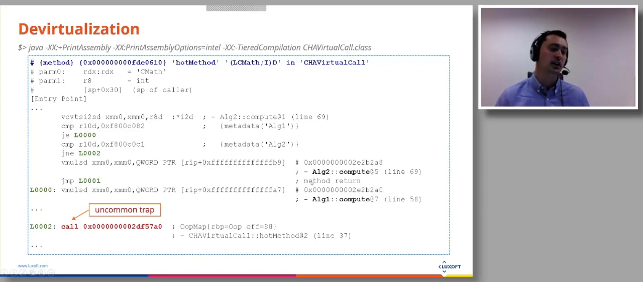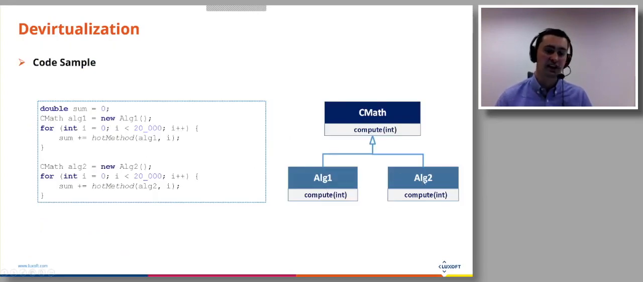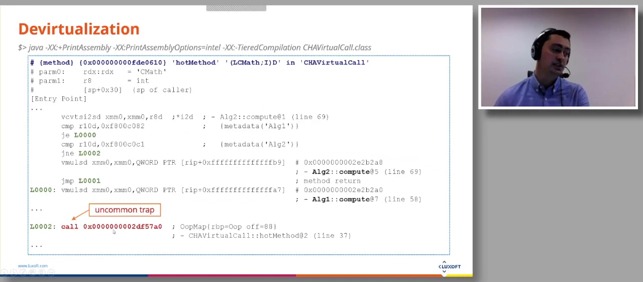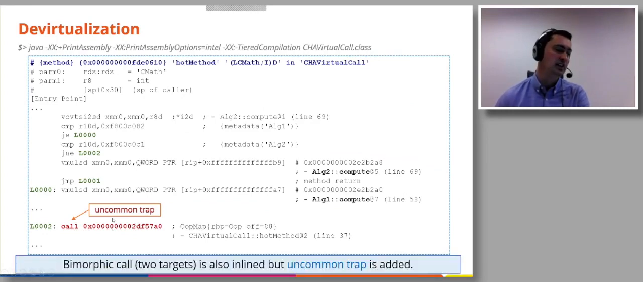What happens if I call with another possible implementation, for example, ELK3? To handle this possible third implementation, there is a jump not equal to this L002, which is mainly a call to an uncommon trap. So just to conclude our example, the just-in-time compiler adds explicit checks for both implementations, ELK1 and ELK2, and puts the uncommon trap, which is this call, for another third and fourth possible implementation, which leads to the conclusion that de-virtualization in case of bimorphic calls, which are the calls with two possible target invocations, they both are inlined, and as well there is an uncommon trap added in the code produced.